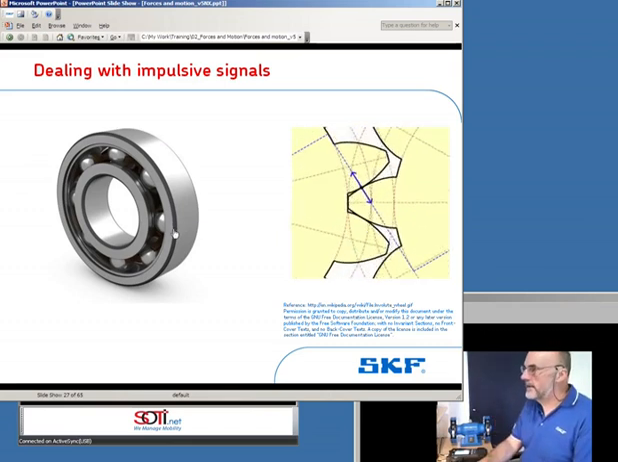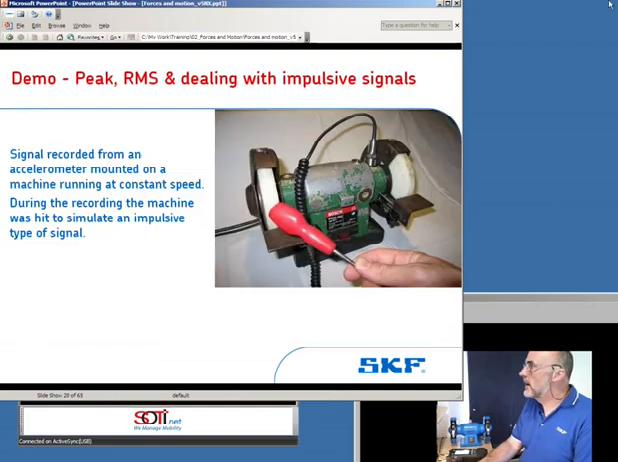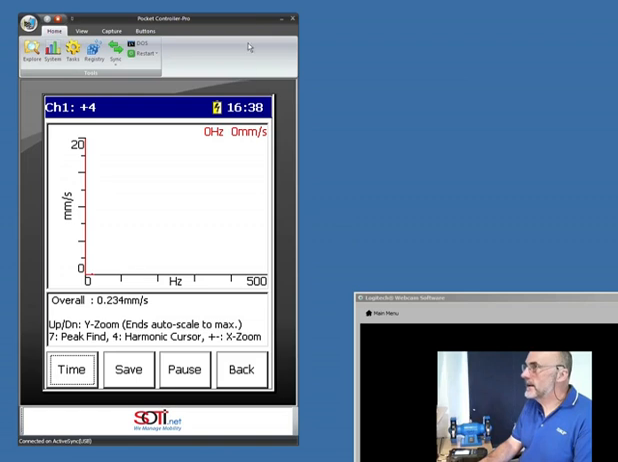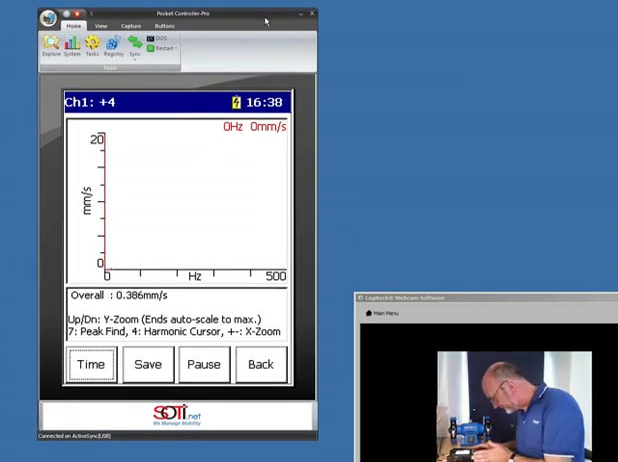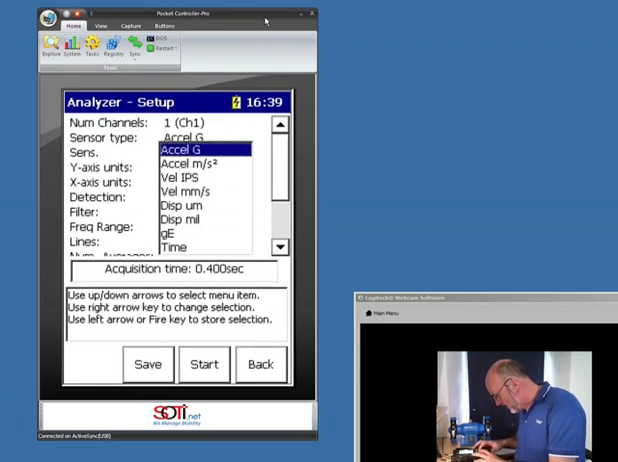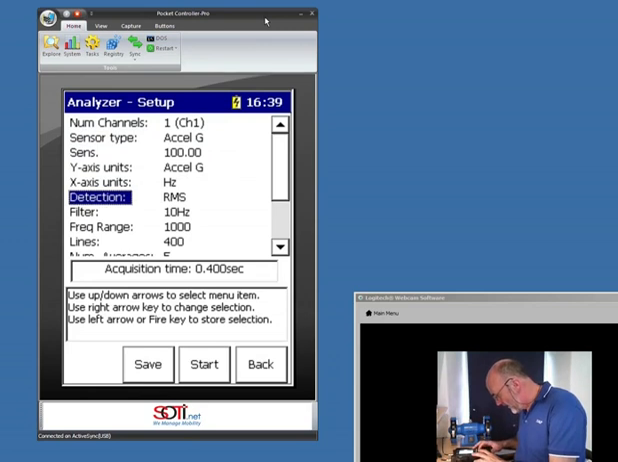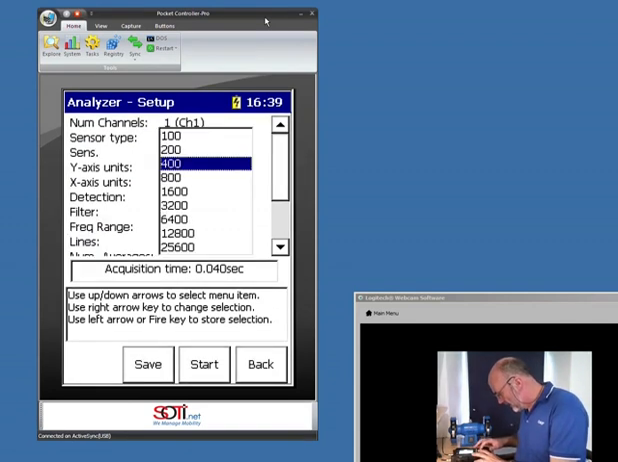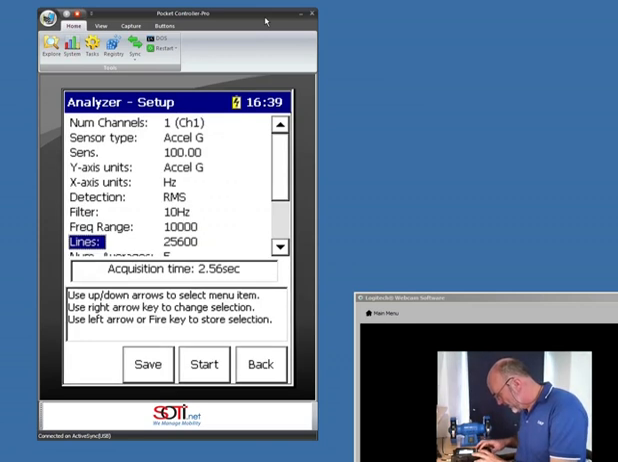Let's get rid of the moving graphic, and here we are. We'll minimize that and make this bigger. So I'm going to take an acceleration reading. As I said, don't worry about the spectrum. We're just interested in the numbers for the time being. Let's go back. I've got an accelerometer. I want to measure acceleration. I want to measure RMS. I'm going to measure to 10,000 hertz, which is 600,000 revolutions, and I'm going to get a very fine spectrum. Let's check acceleration. That should do it.